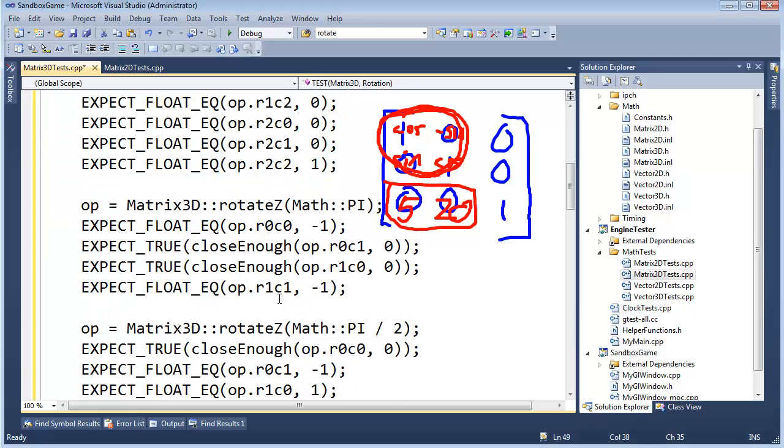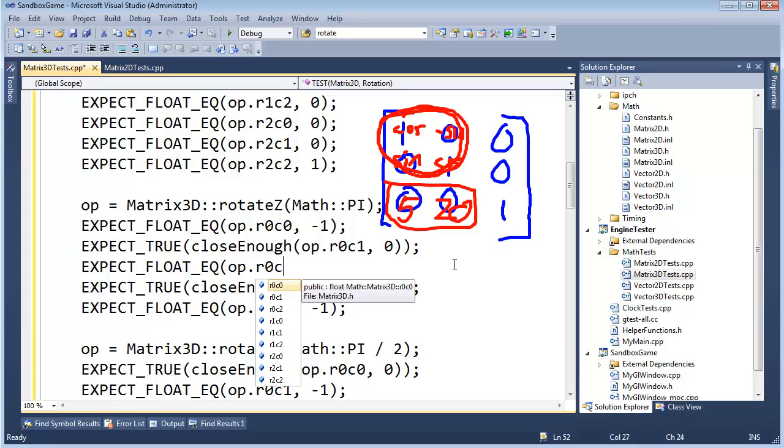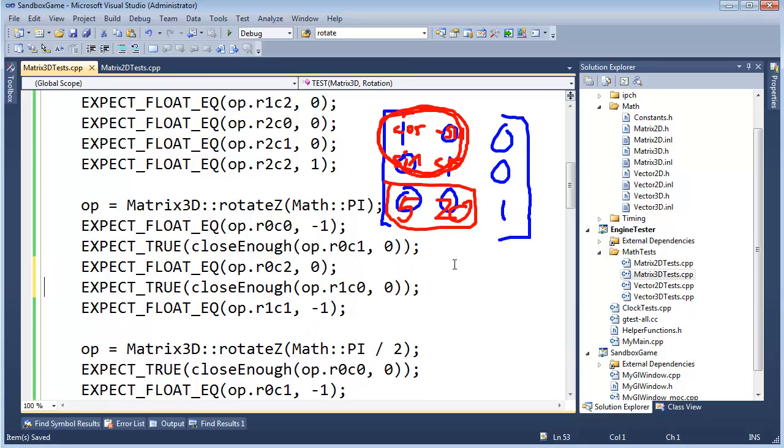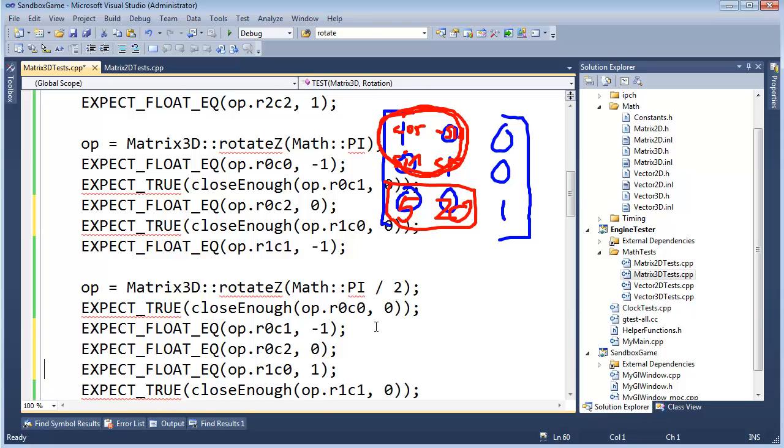So let's look at our pattern that we're doing here. We're doing row 0, row 0. So the next one should be expect float equal op dot row 0 column 2. That should be equal to a 0. And I'm just going to one by one insert this below every row 0 column 1 that we see.